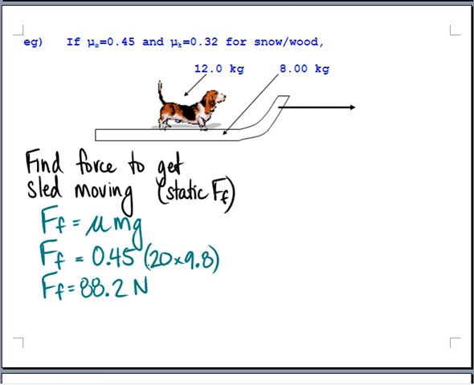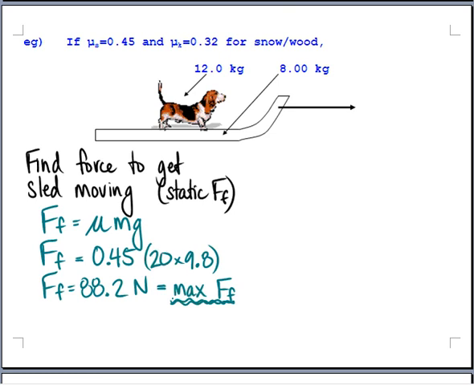So that's the amount of force it would take to get the sled moving, because that's the maximum that friction can fight with. That is the maximum friction force. Now, I want you to think about this. If you walked up to that dog in the toboggan and you pulled with only 40 newtons of force, what would friction fight back with?